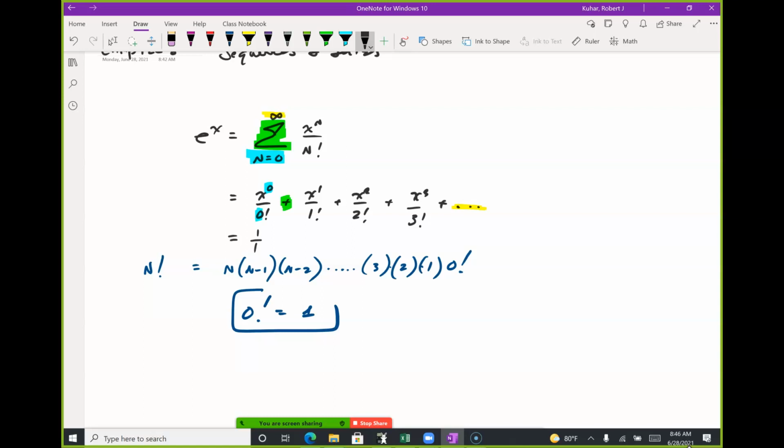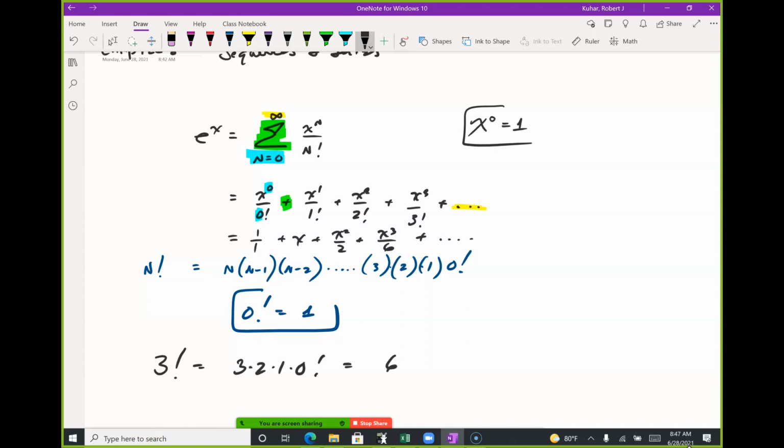Because x to the 0 is 1. But by the way, we're going to let x to the 0 be 1 in all of chapter 8. It's usually not allowed. Right? 0 to the 0, earlier in our mathematical lives, we said you can't do it, right? But now we're going to say 0 to the 0 is 1. So x to the 0 now can be 1. And so I have what? Plus x squared over 2 plus x cubed over 6 plus dot, dot, dot. So I'm writing out those factorials now, right? 3 factorial is 3 times 2 times 1 times 0 factorial, which is 6.